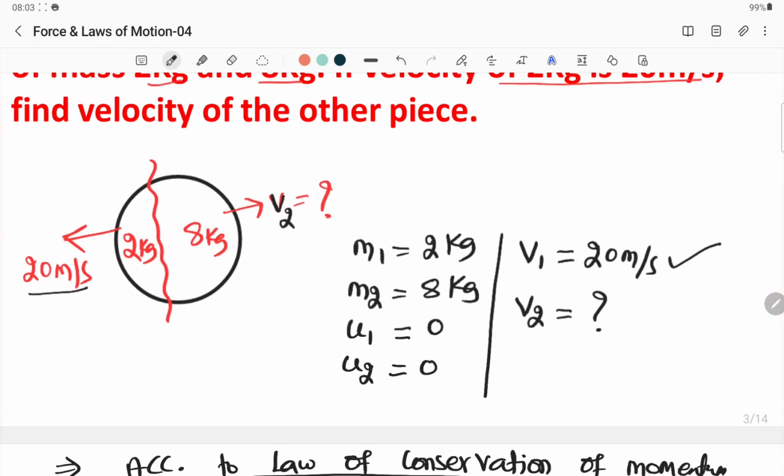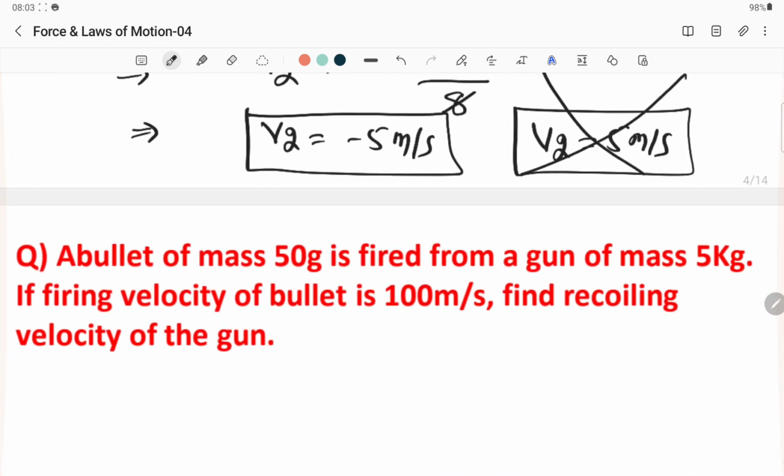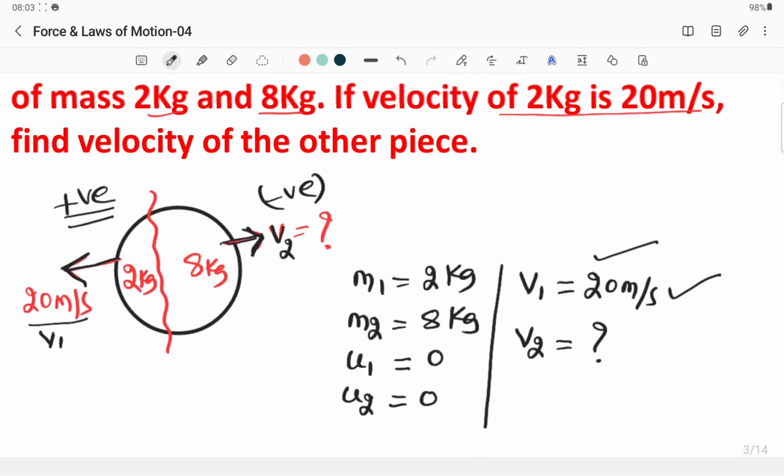Try to understand this. Here it is v1, right? So this is going towards left, no? So this piece of the bomb is going towards left. How about this? This is going towards right. Alright, so if this velocity is considered as positive, because I have taken this v1 as positive, then this v2 has to be negative. Correct, no? And what is the final answer we got? We got it as minus 5 meter per second, no?